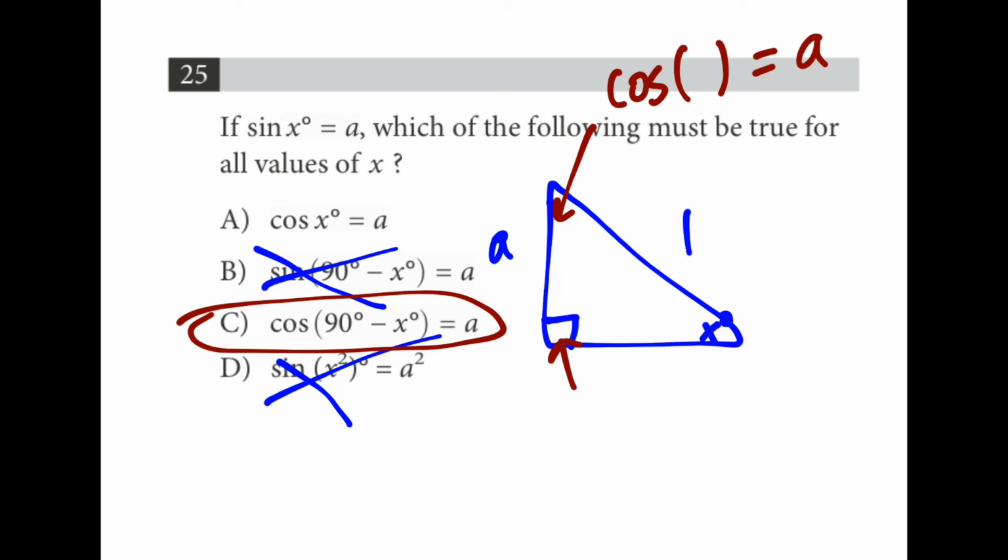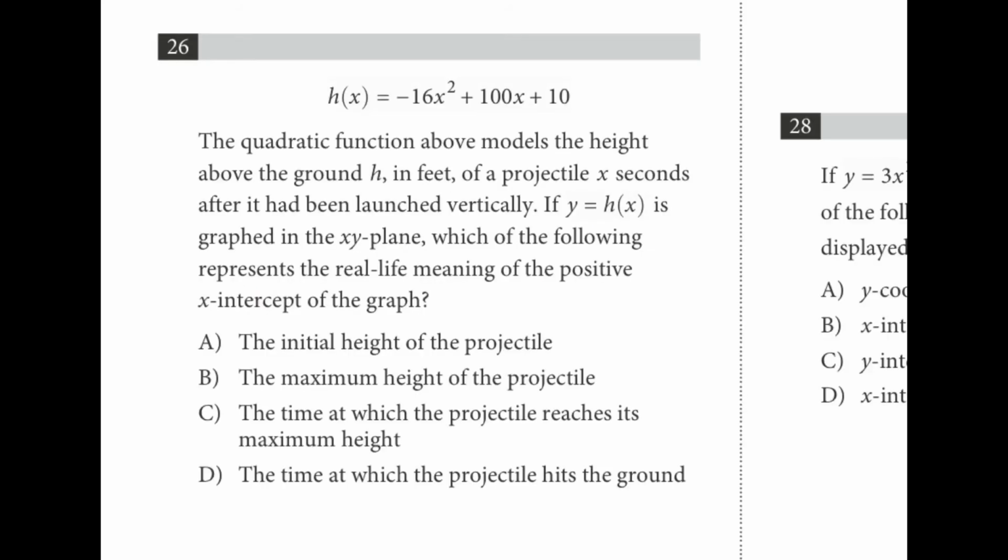And therefore the answer is C. 26 talks about a quadratic function. It models the height above the ground in feet x seconds after it had been launched vertically. So it looks like we're starting off 10 feet above the ground, and then over time we go up and then we go down. But they want to know the x-intercept.